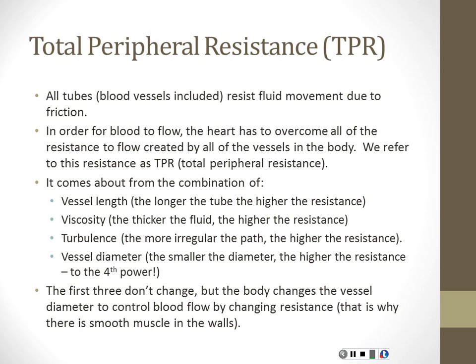So vasoconstriction is vessel getting smaller. Vasodilation is vessel getting larger. Okay? So vasoconstriction increases resistance, which reduces flow, right? Because the more resistance there is, the less blood's going to flow through that vessel. Vasodilation does the opposite. Okay, so that's total peripheral resistance, and this is where it changes minute to minute, in that vessel diameter.